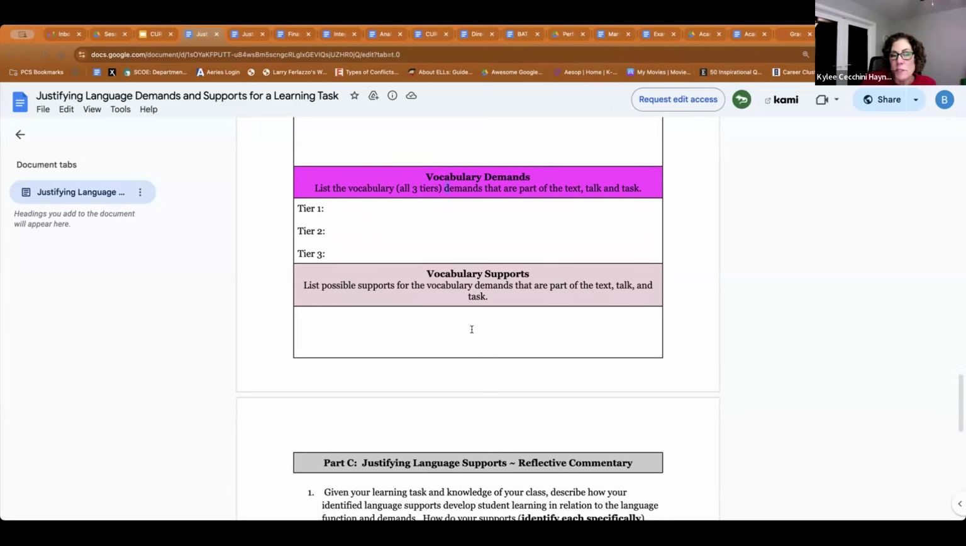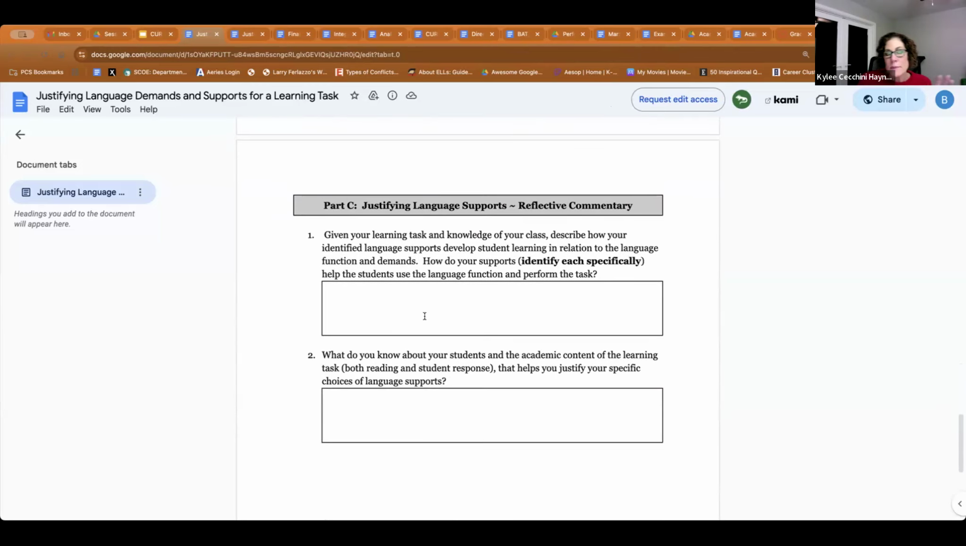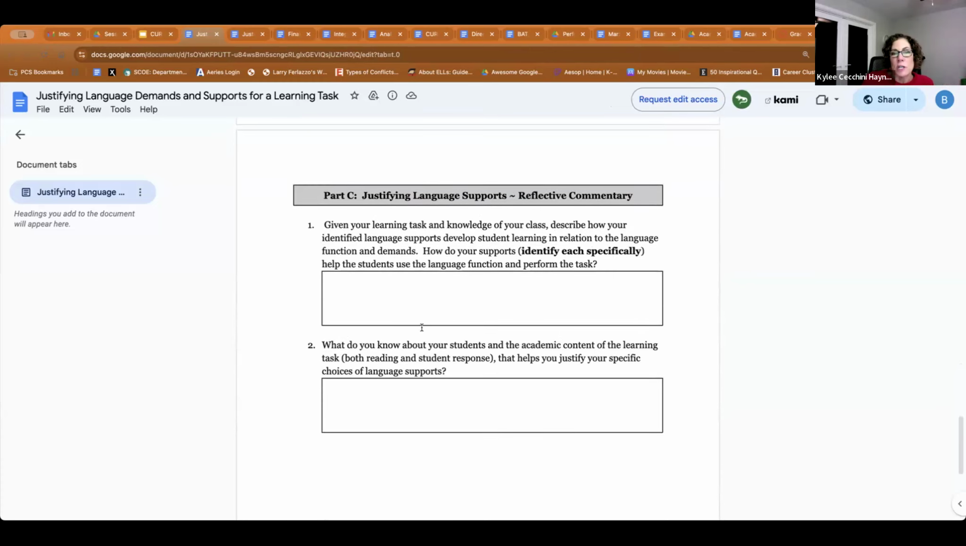But what vocab supports are you going to give? Are you going to do a Frayer model? Are you going to have them, you know, whatever? All right. And this is absolutely EdTPA: you have to justify why you identified the language function and demands that you identified, and why did you choose the supports that you did?